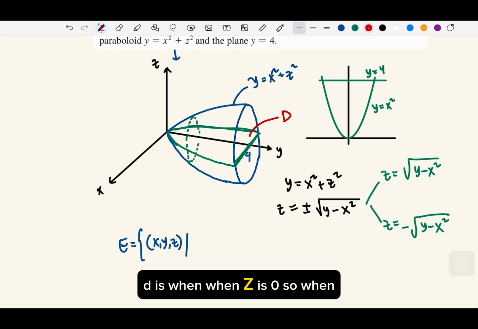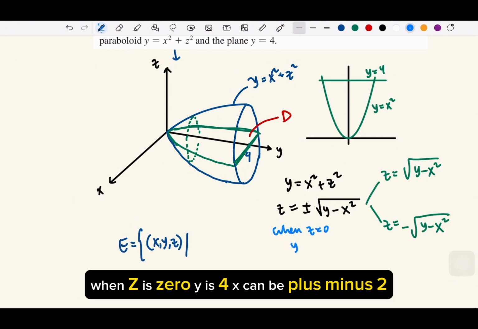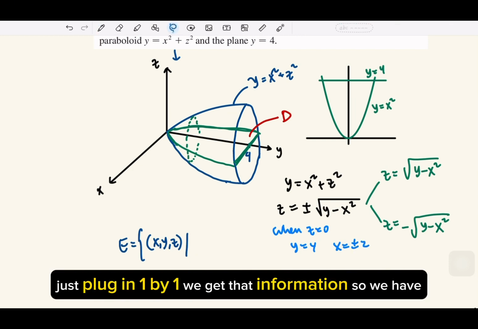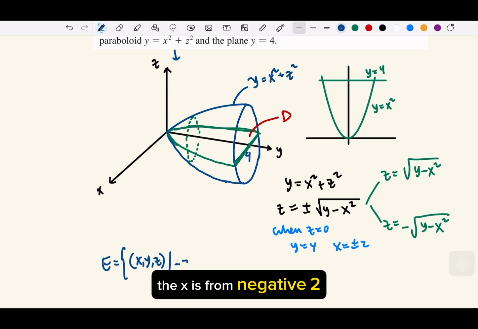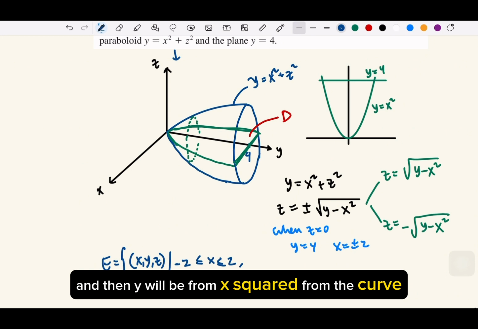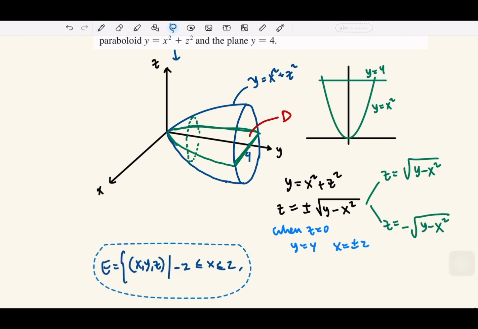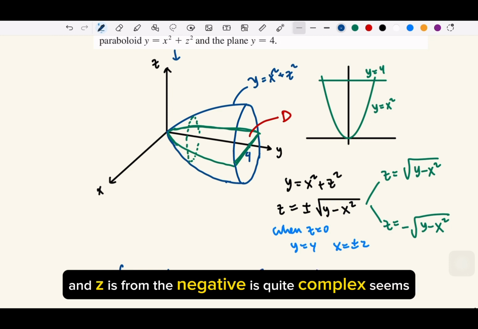D is when z is zero. So when z is zero, y is 4, x can be plus or minus 2. Just plug in one by one, and we get that information. So we have x from negative 2 to positive 2, and then y will be from x squared, from the curve. So x squared is less than or equal to y, which is less than or equal to 4, and z is from the negative, so it's quite complex, it seems.